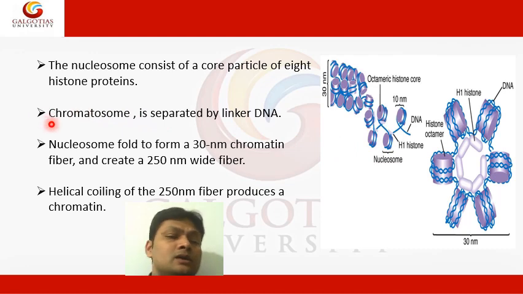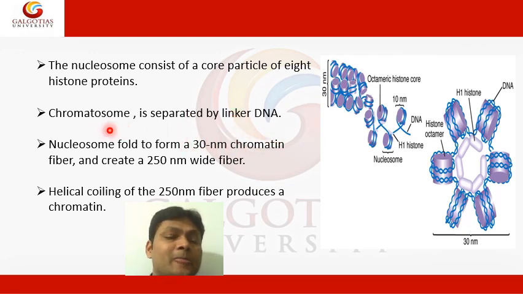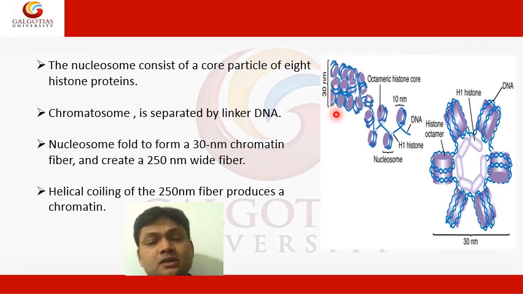The chromatosomes are the nucleosomes which are bound to a histone protein and separated by the linker DNA. This whole structure is known as the chromatosome. The nucleosomes fold and form the 30 nanometer chromatin fiber, which appears as a series of loops that pack and create around a 250 nanometer fiber. Helical coiling of the 250 nanometer fiber produces the chromatin structure.